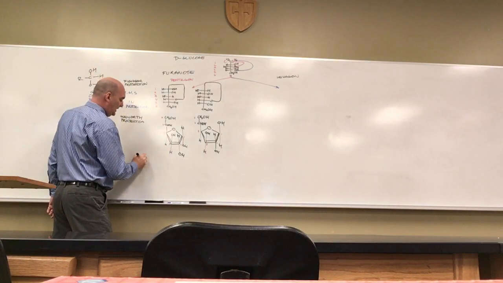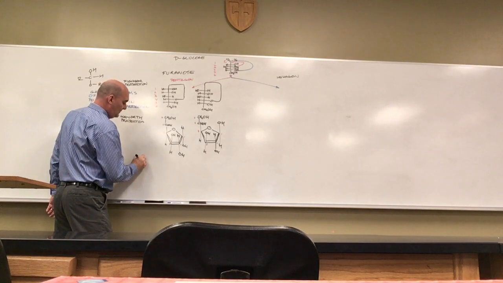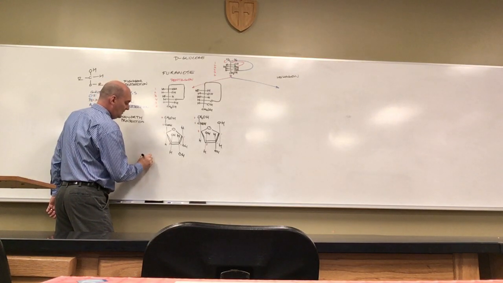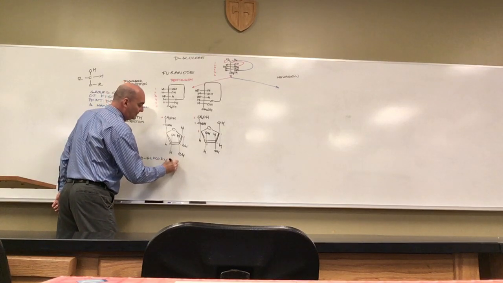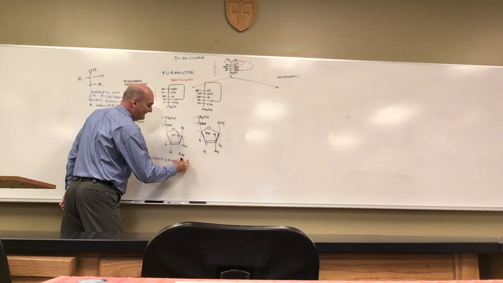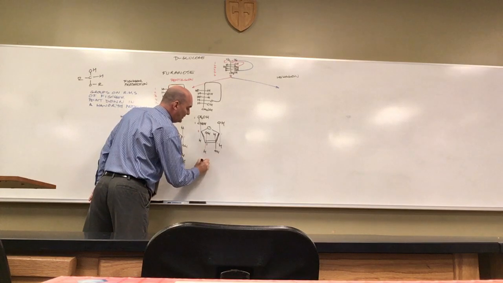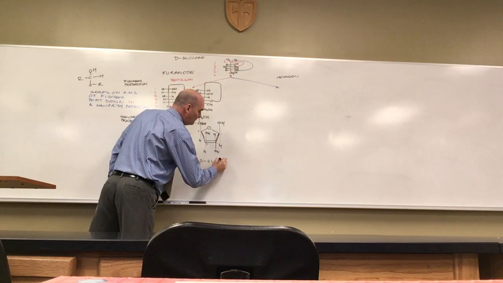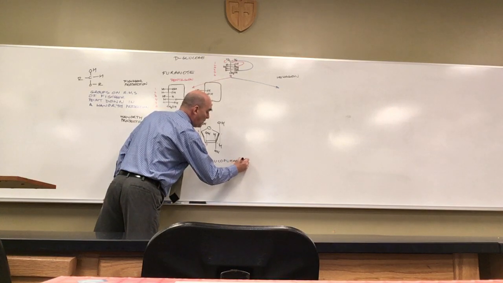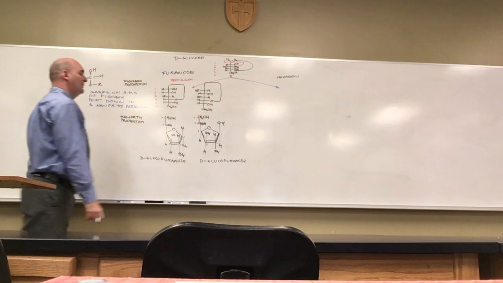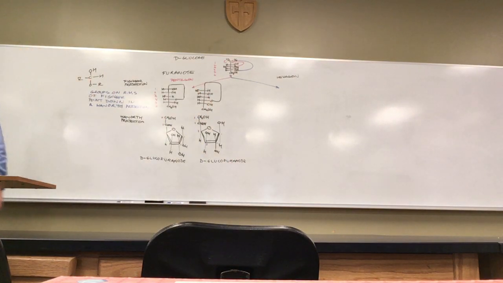This gets to be D-glucofuranose. This gets to be D-glucofuranose. But they're isomers of each other, only at carbon number 1.